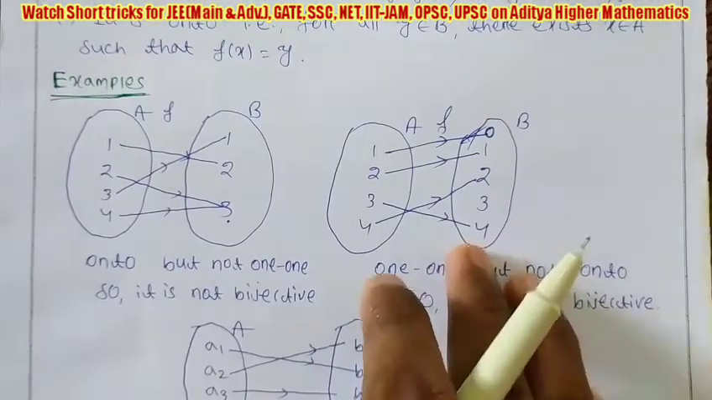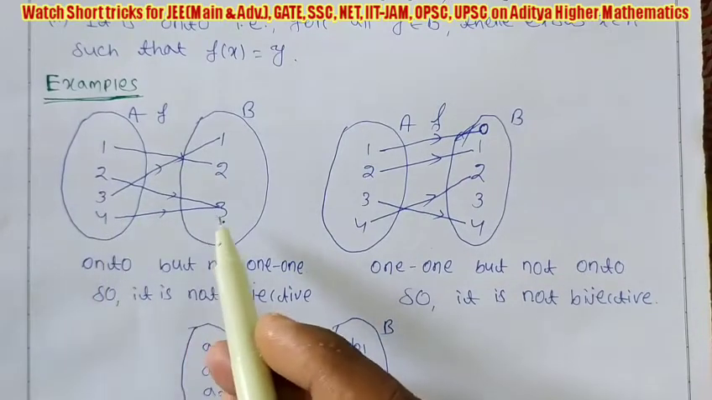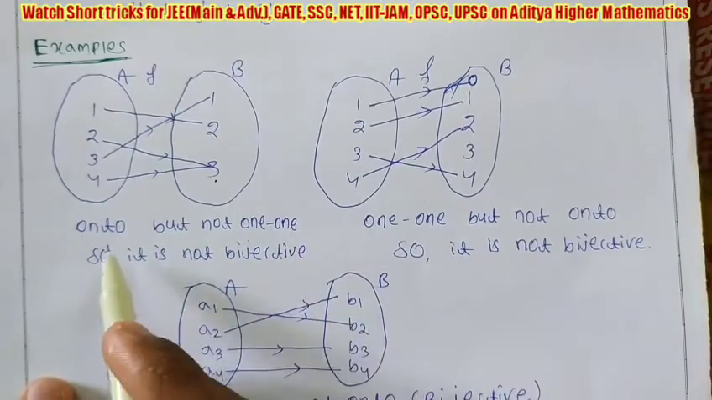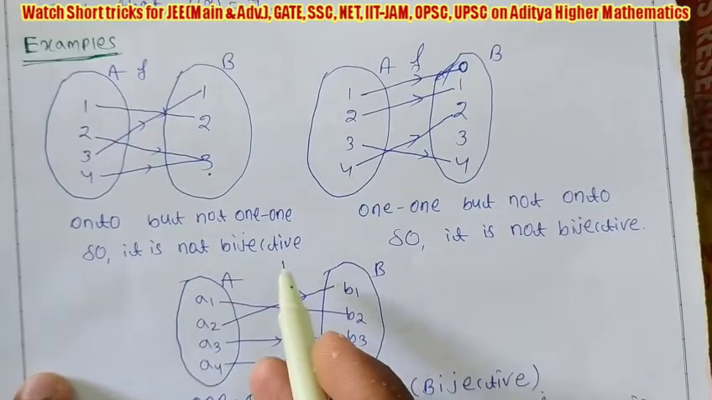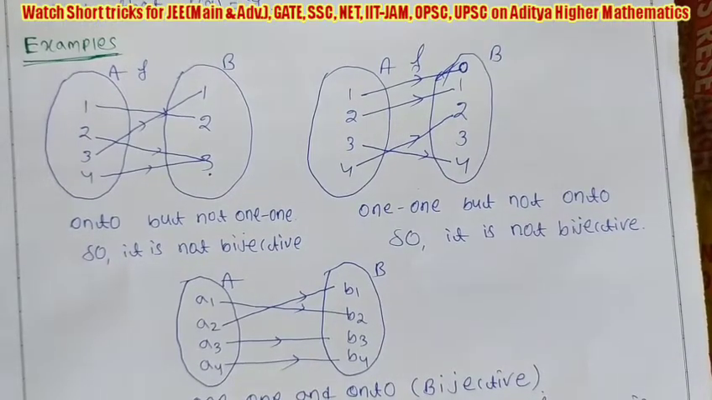But here we are getting the opposite. We are taking two different points, but we are getting the same image point. That means it is not one-to-one. Since it is not one-to-one, obviously it is not bijective, because bijective means it must satisfy both one-to-one and onto.